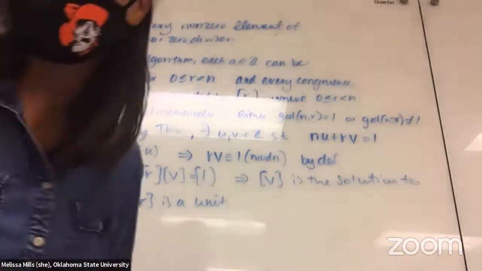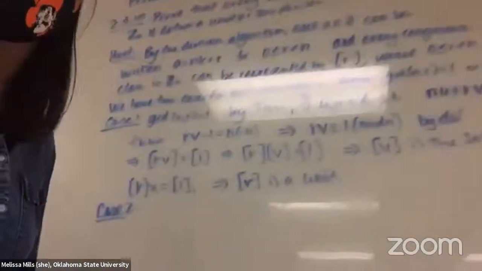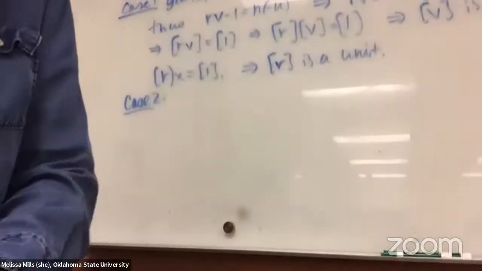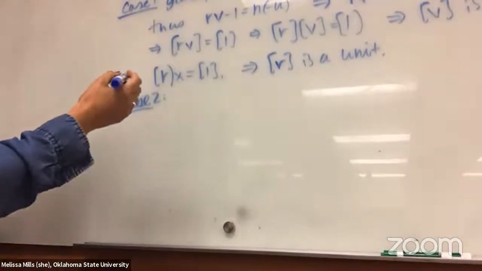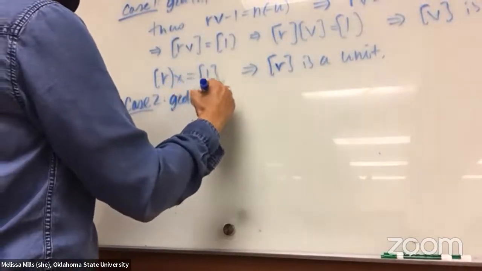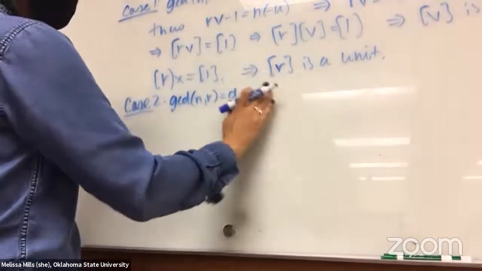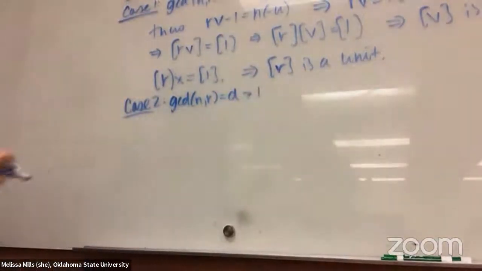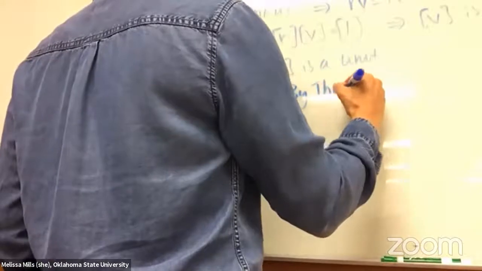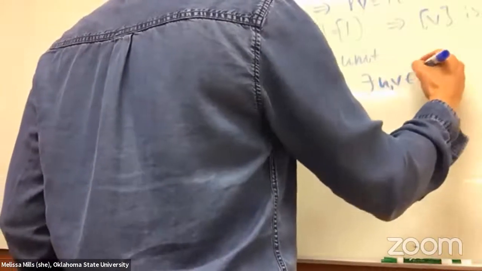Let me see if I can get this so that we can see. Is that better? Okay. So case 2, we're going to have that the GCD of N and R is equal to D, which is greater than 1. By that theorem, there exist U and V such that NU plus RV equals D.